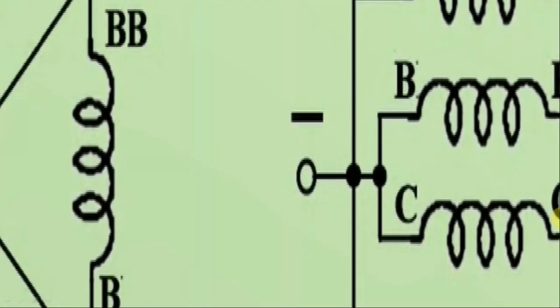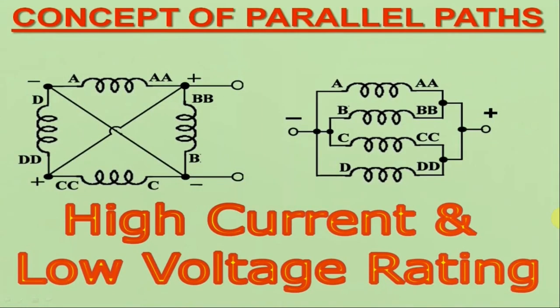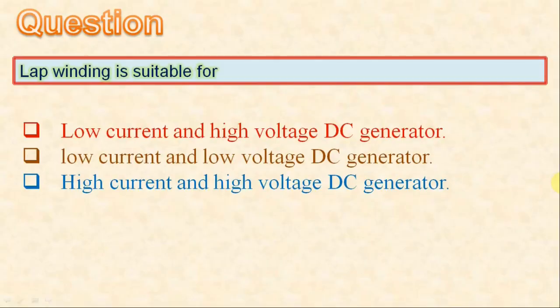As we know, the number of parallel paths in case of lap winding is always equal to the number of machine poles, and therefore the total armature current is equally divided among these parallel paths. Obviously, for this reason, the lap wound armatures are generally used in large DC machines having high current and low voltage ratings. Hence, the first option is the correct answer.